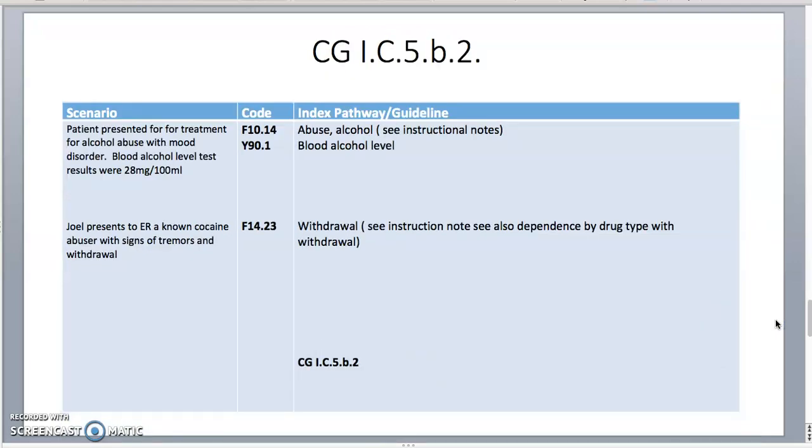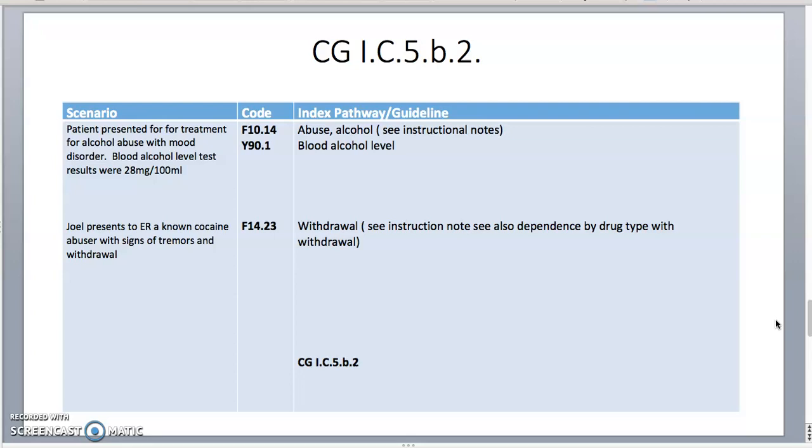We have additional case scenarios in reference to this particular guideline, 5.B.2. We have a patient presented for treatment for alcohol abuse with mood disorder. The blood alcohol level test results were 28 milligrams per 100 milliliters. Our coding path here would be abuse, alcohol, and our code would be F10.14.